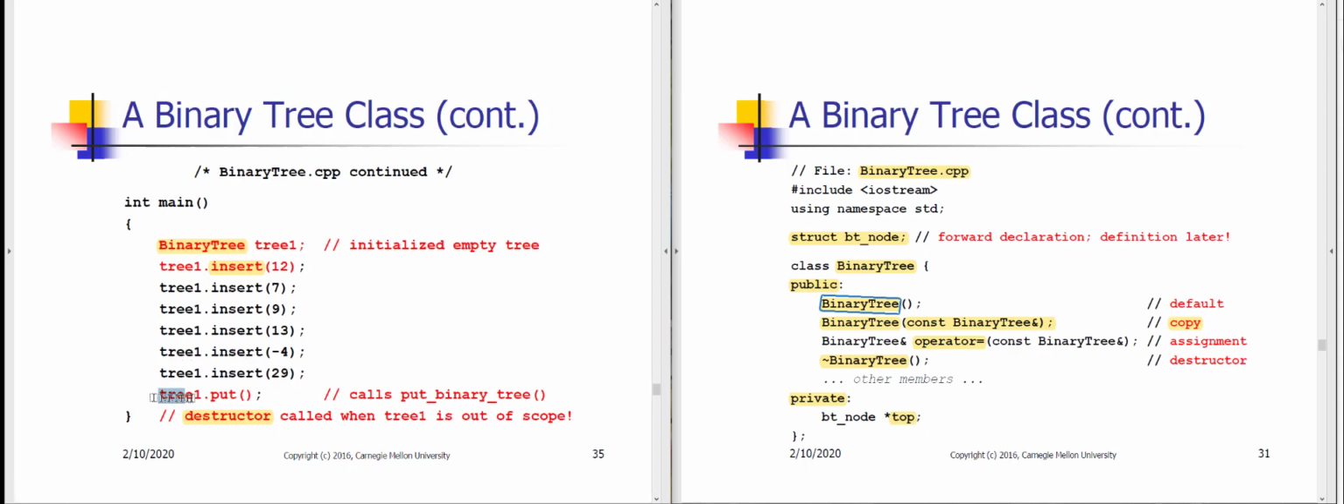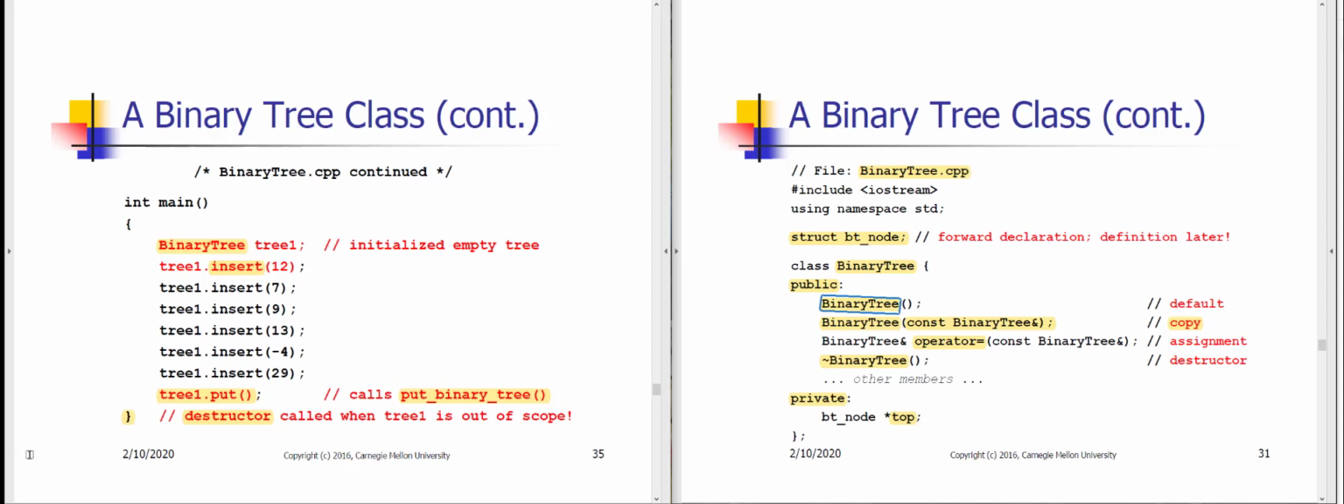When we call tree1.put, I didn't show the implementation of that, but all that function is going to do is to call put binary tree with top passed in as an argument. So a representation of the binary tree is going to be displayed on the screen. Now the cool thing about the destructor is you don't have to invoke it explicitly. In fact, you don't invoke it explicitly.